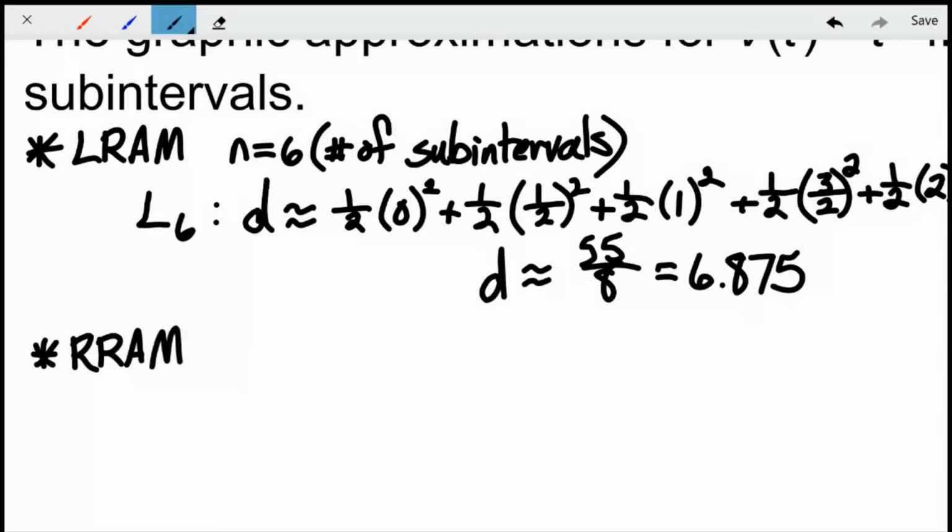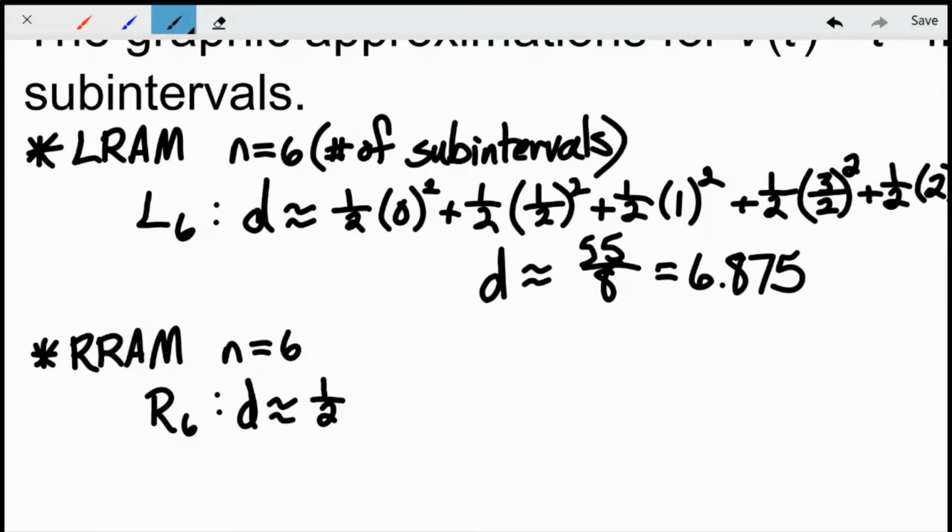Okay, we still have n is equal to 6. This time, I'm going to use R6 to represent a right-hand approximation with 6 subintervals. And for my distance, going to work essentially the same way. The base of each rectangle has a length of 1/2, but this time to get the height of each rectangle, I'm using the right side of each subinterval.